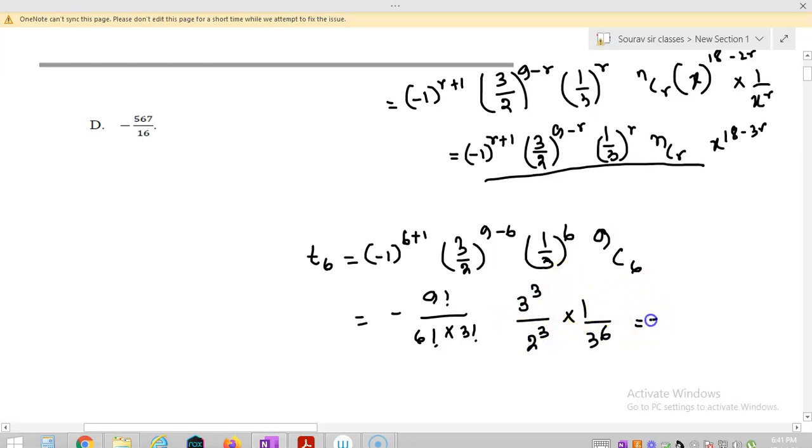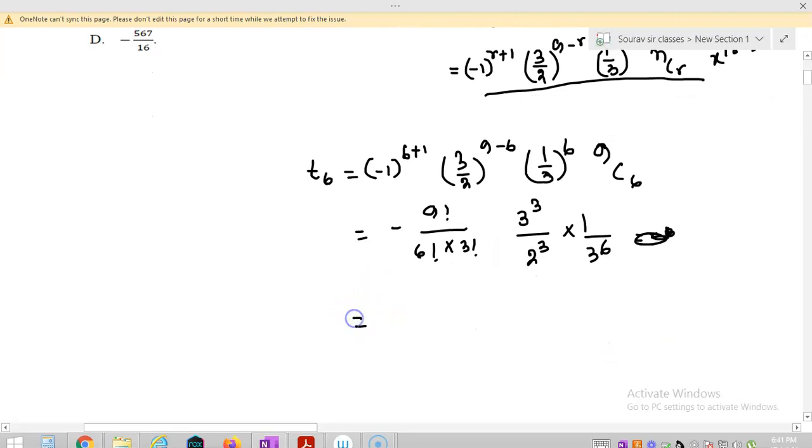So it will be minus of 9 factorial, I can write 9 factorial as 9 into 8 into 7 into 6 factorial.